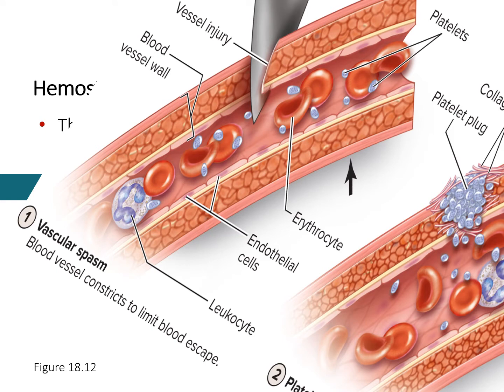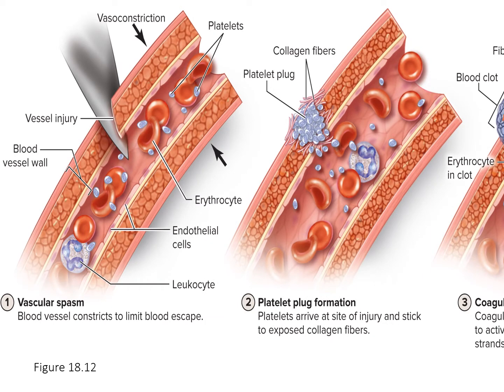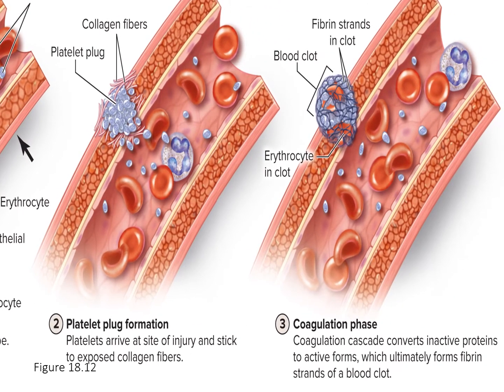The muscle is right in this middle layer here, and it spasms to constrict, to limit blood escape. Then platelet plugs form. This is where if you take aspirin, it slows this down, which could be bad, could be good, depends on your medical condition. And here you see the fibrin strands in the clot, and this is the coagulation phase.